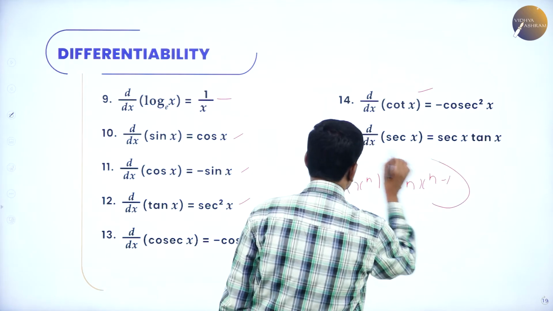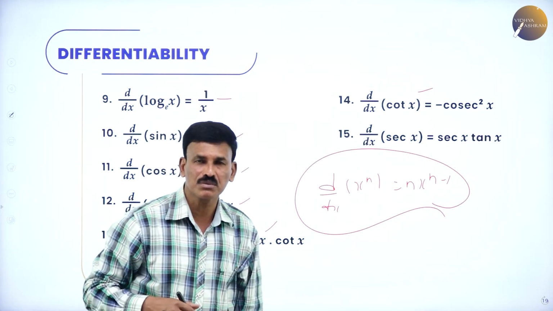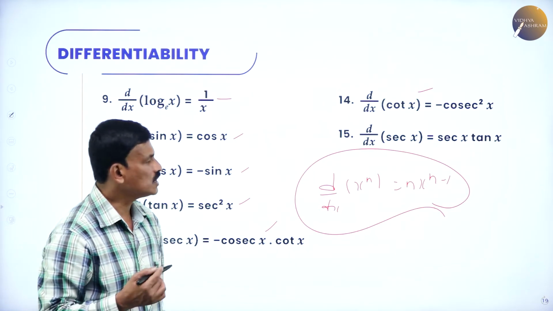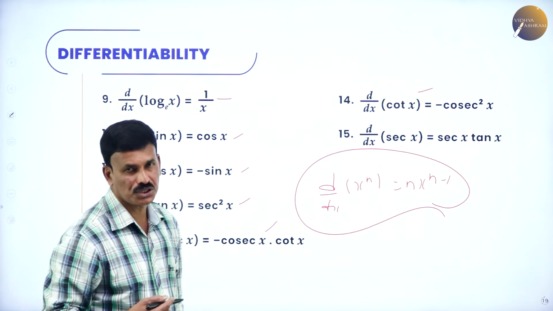So the very important formula is this: d by dx of x to the power of n is nx to the power of n minus 1, where n is a positive integer, negative integer, or a fraction, positive or negative. Now, you might also have studied the product rule and the quotient rule.